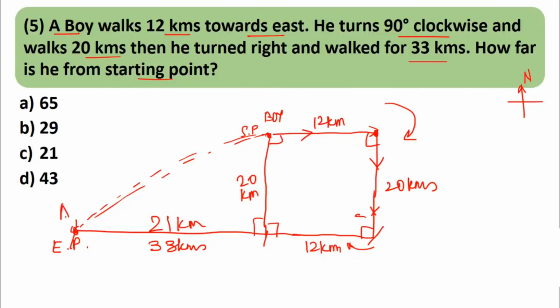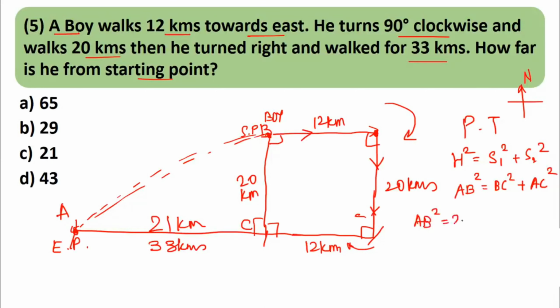Now we have a right angle triangle, say A, B and C, and we have learned the Pythagoras theorem that hypotenuse square is equal to the side square plus the other side square. So AB square would be equal to BC square plus AC square. What is AB square? AB square would be equal to 20 square plus 21 square, correct? What is 20 square? 400. What is 21 square? 441. It is very important to know the squares of numbers till 30.